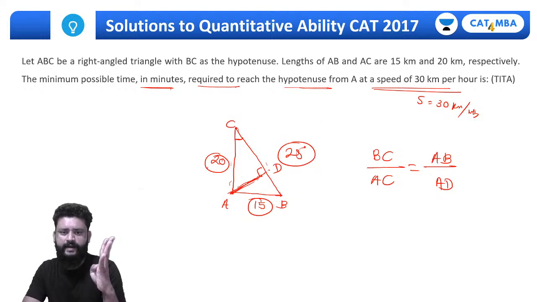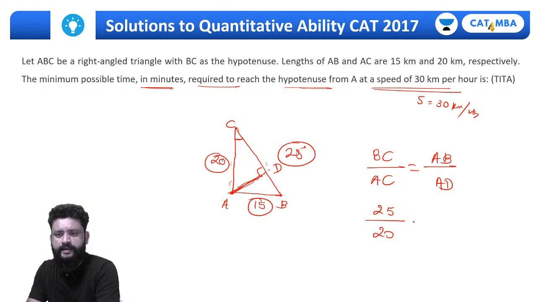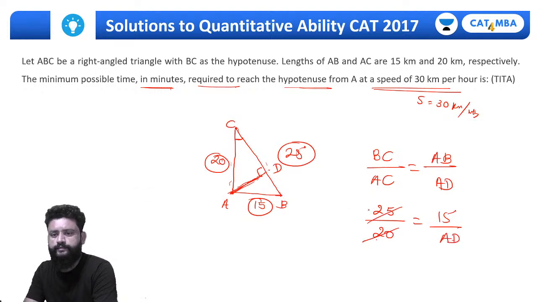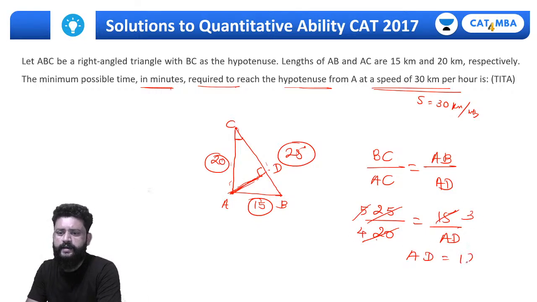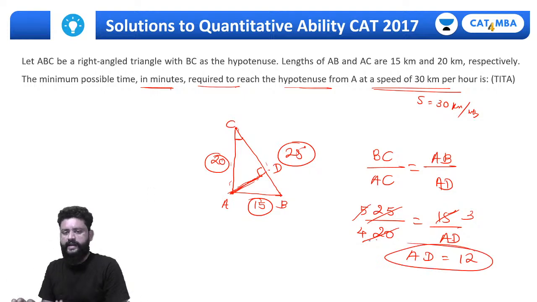20 का स्क्वायर होता है 400, 400 plus 225 is 625, which is the square of 25. पाइथागोरस थ्योरम से पहले BC हमने निकाला, that is 25. Then AC is 20 and this ratio must be equal to AB is 15 and AD हमें कैलकुलेट करना है, तो this will be 5/4, 5 से डिवाइड करो, यहाँ पे आता है 3. We'll get the AD as 12. This is one way to get.